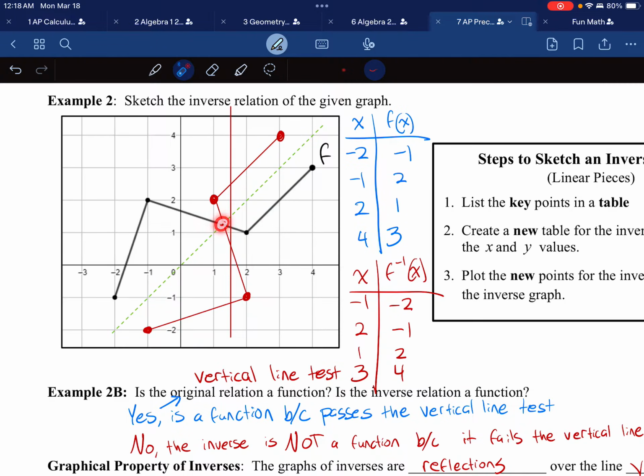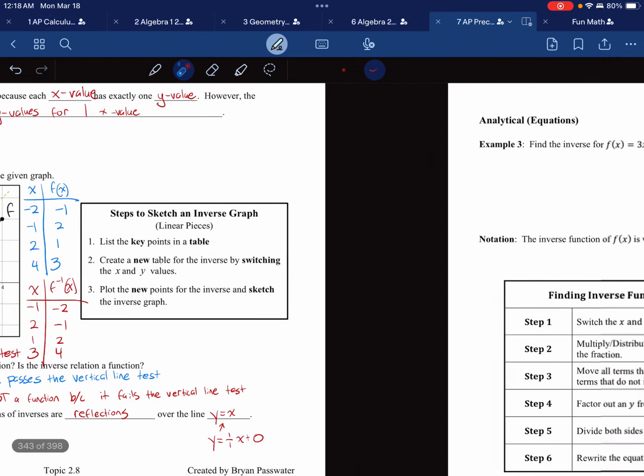Any point that's on the line y equals x, you don't even reflect it. It's still the same point. Interesting, right? It'll come and help us later.